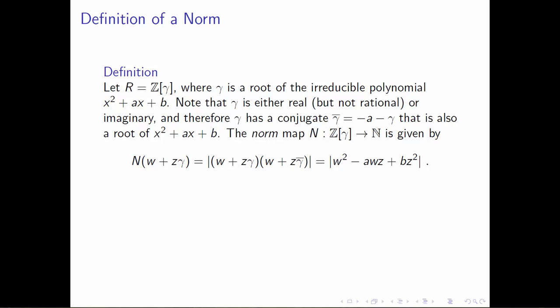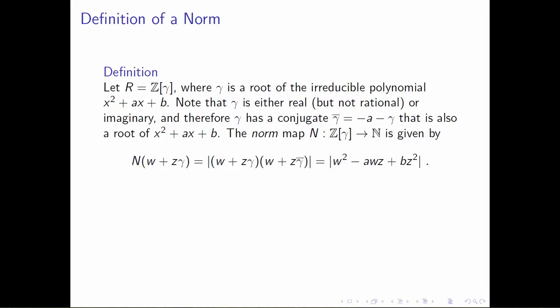This is a map from our ring R to the natural numbers. And we get this by taking an arbitrary element of Z adjoin gamma, which has the form w plus z gamma, and we take the absolute value of this element times its conjugate. So we take the element w plus z gamma and we multiply it by w plus z gamma bar. We take the absolute value of that to make sure that we're landing inside the natural numbers.